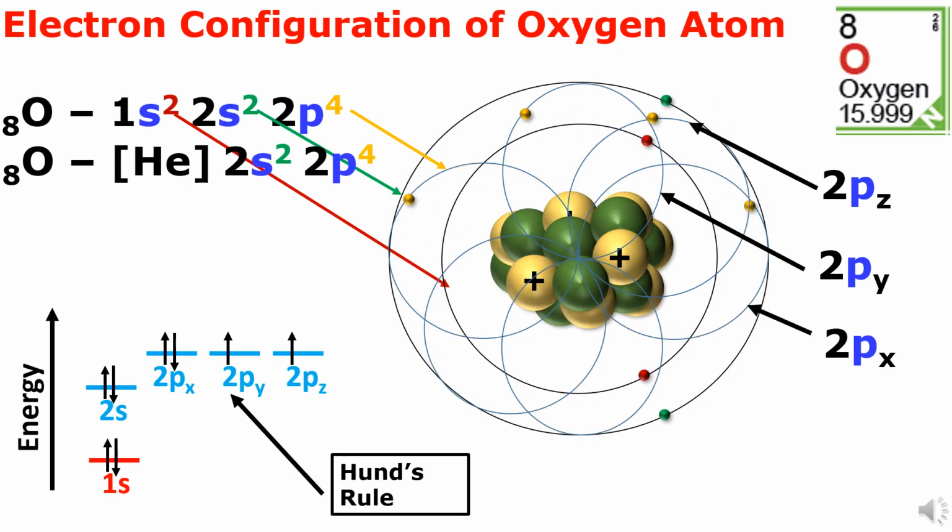Oxygen, with 8 electrons, has the electron configuration 1s2, 2s2, 2p4. The 1s and 2s orbitals are filled with 2 electrons each. The remaining 4 electrons occupy the 2p orbitals. Following Hund's rule, these electrons fill the 2px, 2py, 2pz orbitals individually before pairing up.